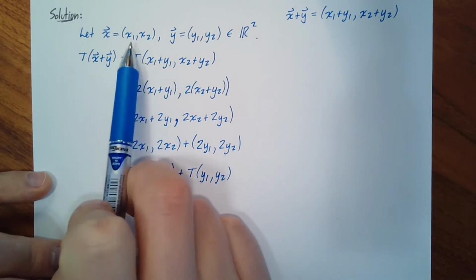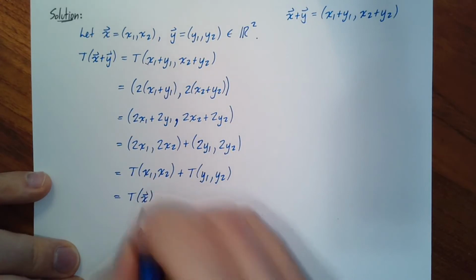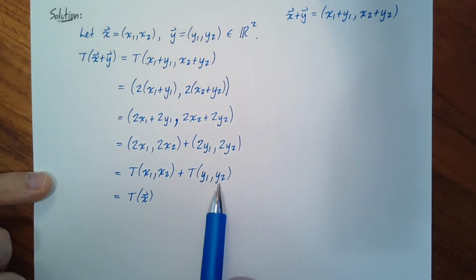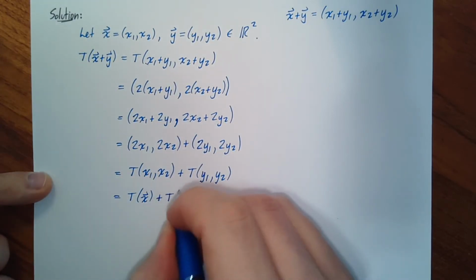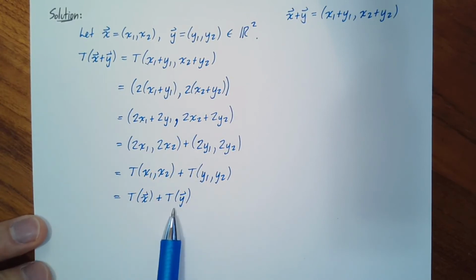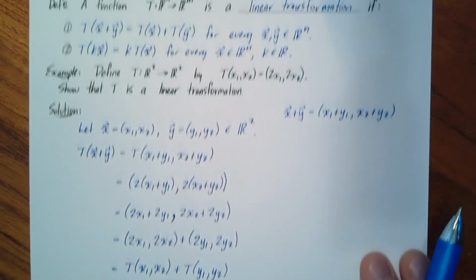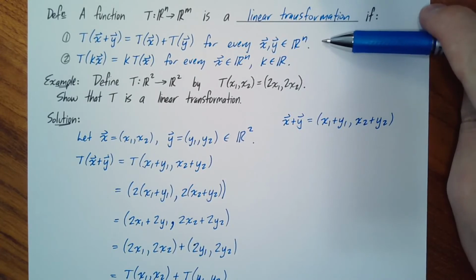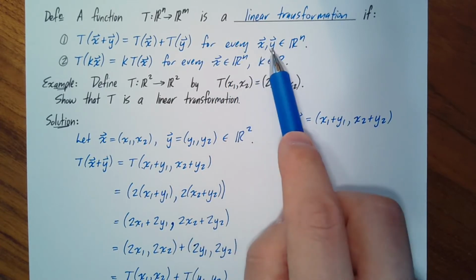x1, x2, that's just the vector x. So this is T of x. And y1, y2, those are the coordinates of the vector y. So this is just T of y. Okay, so that is the end of the proof of the first statement, because we started with T of x plus y, and we showed that it's equal to T of x plus T of y, and we didn't make any assumptions about x and y except that they were in R2. So that's why we really have proven the first statement, that T of x plus y is equal to T of x plus T of y for every vector x and y in R2.